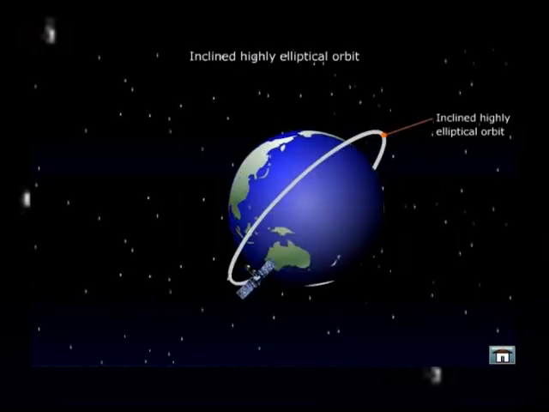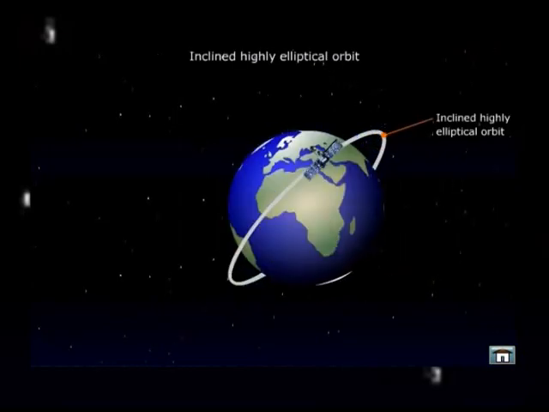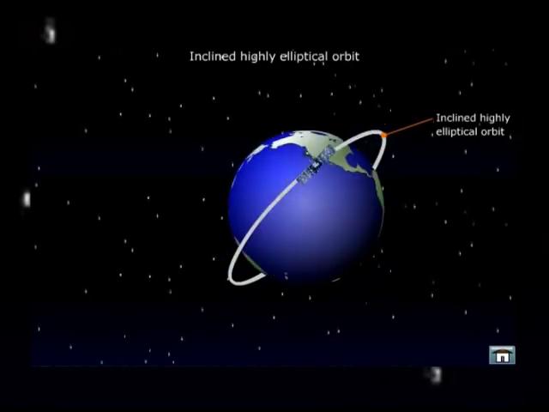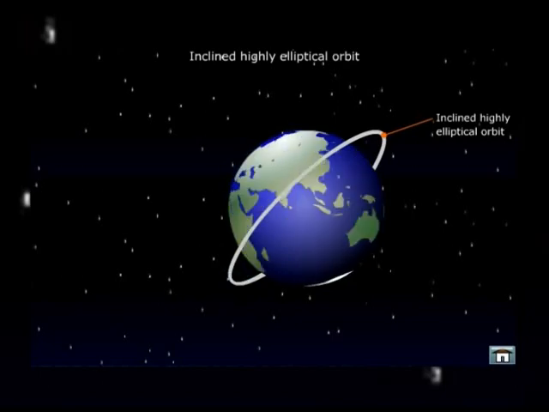An inclined highly elliptical orbit is used in establishing communication with regions at higher latitudes. The angle of inclination is 63 degrees.